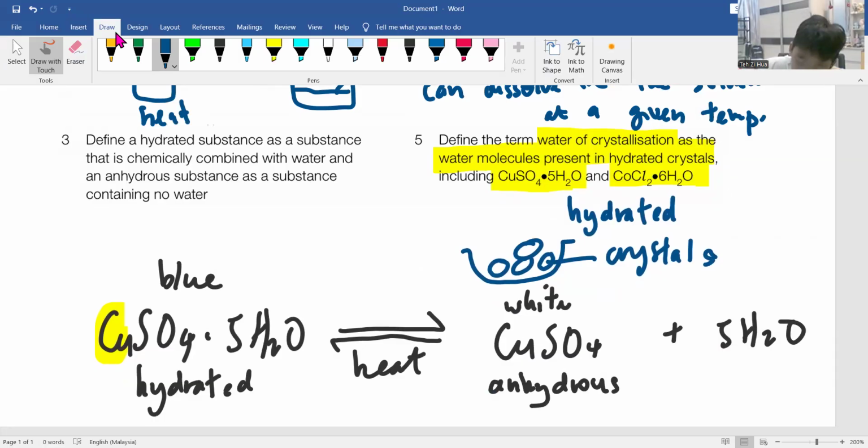Miss, what is the dot actually? Means it is chemically bonded, but it can be separated. It's still water molecules, but it's chemically bonded. Okay.